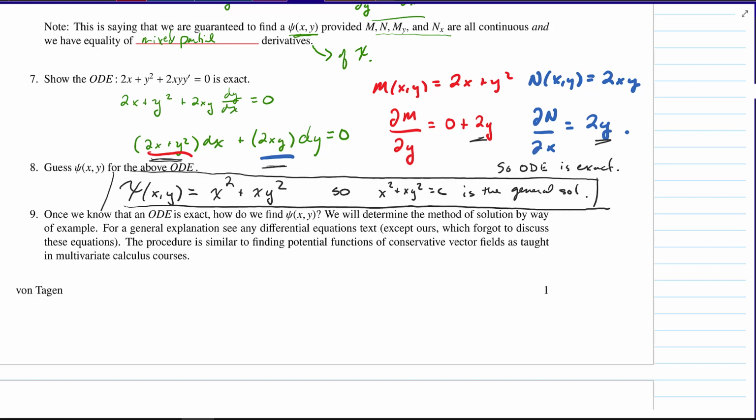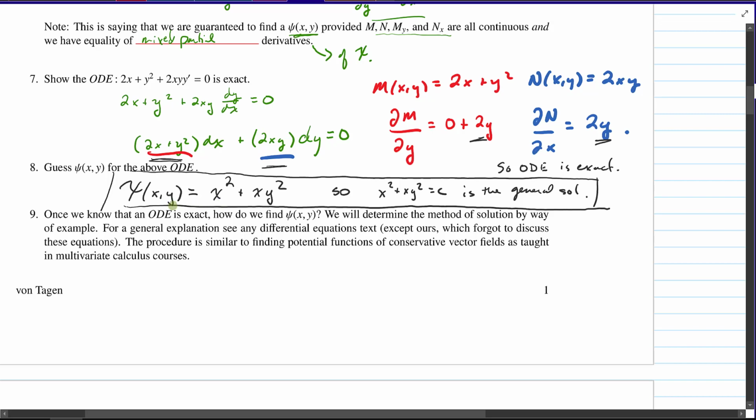So I went ahead and took a guess at that psi of xy. I guessed that psi of xy would be the function x squared plus xy squared. Let's check that. If you took the partial derivative of this with respect to x, you'd get this expression right here. And if you took the partial derivative of this with respect to y, you'd get this expression up here. So in fact, we have found that psi of xy. And then we could say that psi of xy set equal to a general constant is a general solution to this exact ODE.